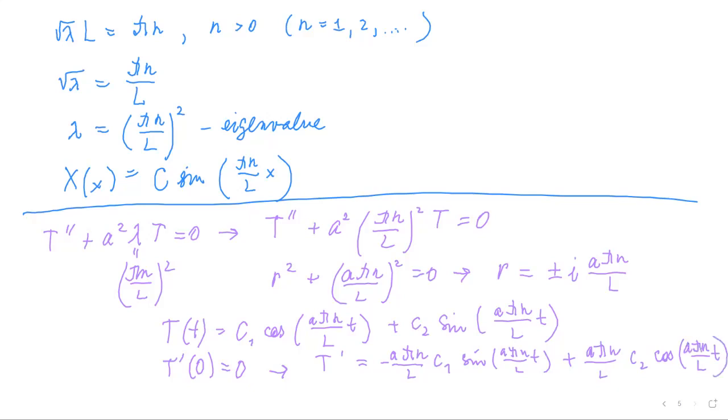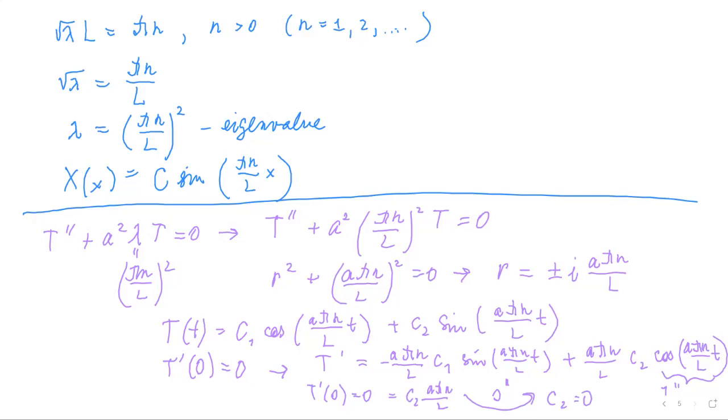Now we are going to plug in t equals 0. Here, t equals 0 is going to turn this sine into 0, right? Here it is going to turn into 1. Usually 1 is good, but here 1 is bad, because we remember that T prime of 0 equals 0. This one disappears because of the sine, but this one does not disappear. It's going to be equal to C2 times i pi n over L. The only way to satisfy it is to set C2 equals 0. I'm going to write it down, C2 equals 0.